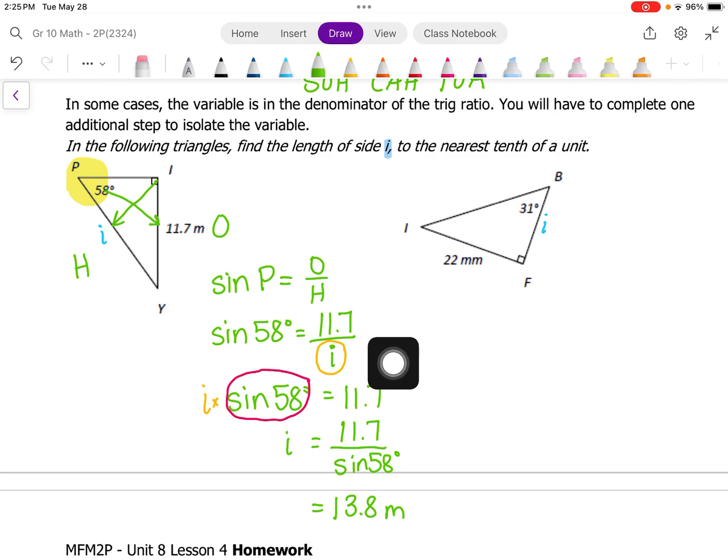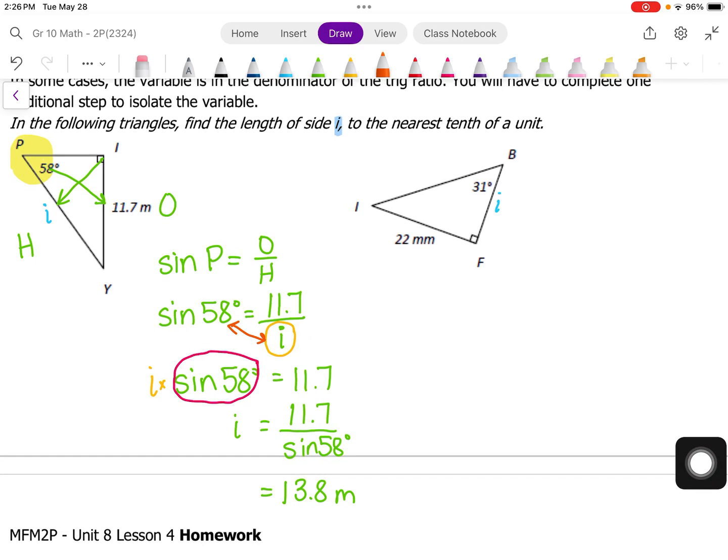So when we have our unknown, our variable in the denominator, we're first going to multiply that over to the other side, and then we're going to take our trig ratio, so our sine, cos, or tan of the angle, and we're going to divide that. So in the end, what we see is that these two are going to swap places because I multiply this up to here and divide this over to here. So let's try one more example then.